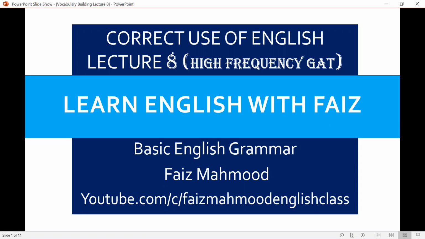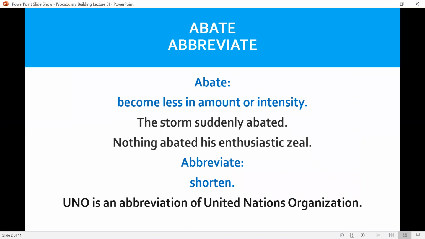These are the high frequency words which are used in GET test. So let's see what are the words. The first word is abate. Abate means to become less in amount or intensity.